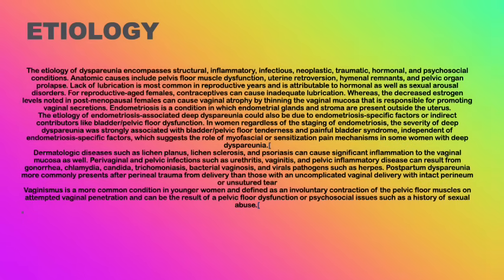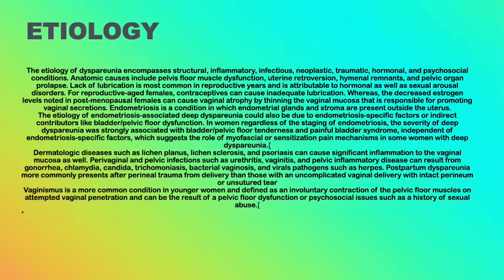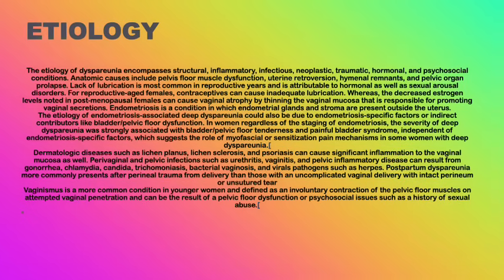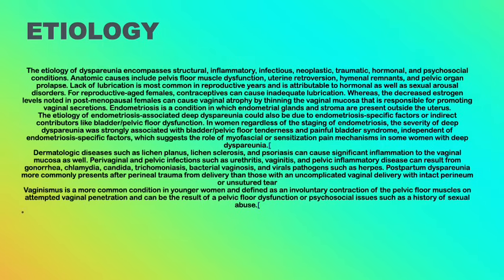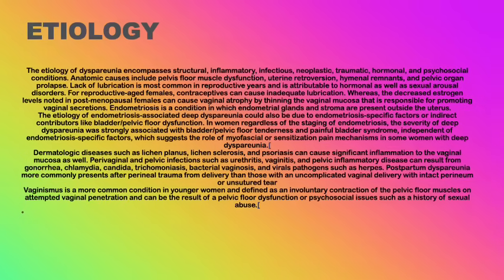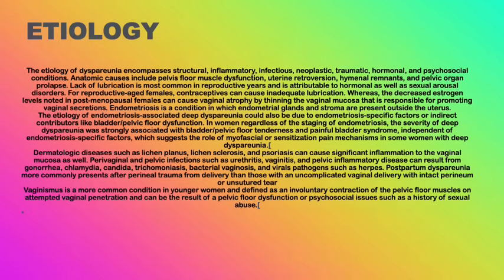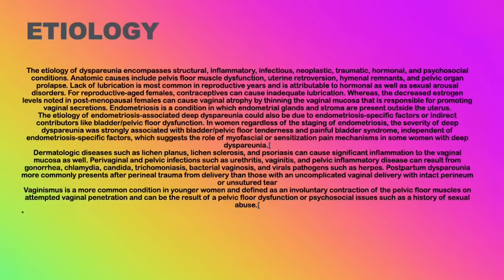The etiology of dyspareunia encompasses structural, inflammatory, infectious, neoplastic, traumatic, hormonal, and psychosocial conditions. The anatomical causes include pelvic floor muscle dysfunction, uterine retroversion, hymenal remnant, and pelvic organ prolapse. Lack of lubrication is the most common cause in reproductive years and is attributable to hormonal as well as sexual arousal disorder. For reproductive-aged females, contraceptives can cause inadequate lubrication, whereas decreased estrogen levels noted in postmenopausal women can cause vaginal atrophy by thinning the vaginal mucosa that is responsible for promoting vaginal secretion.